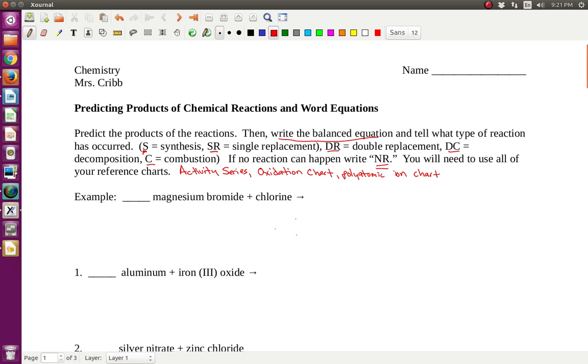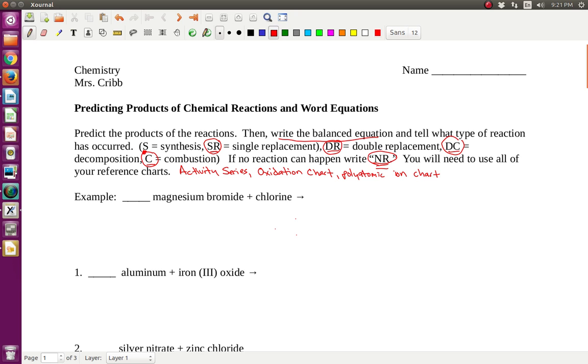So synthesis will be an S, SR for single replacement, DR for double replacement, DC for decomposition, and C for combustion. So DC for decomposition and C for combustion. And if no reaction can happen, it's an NR.